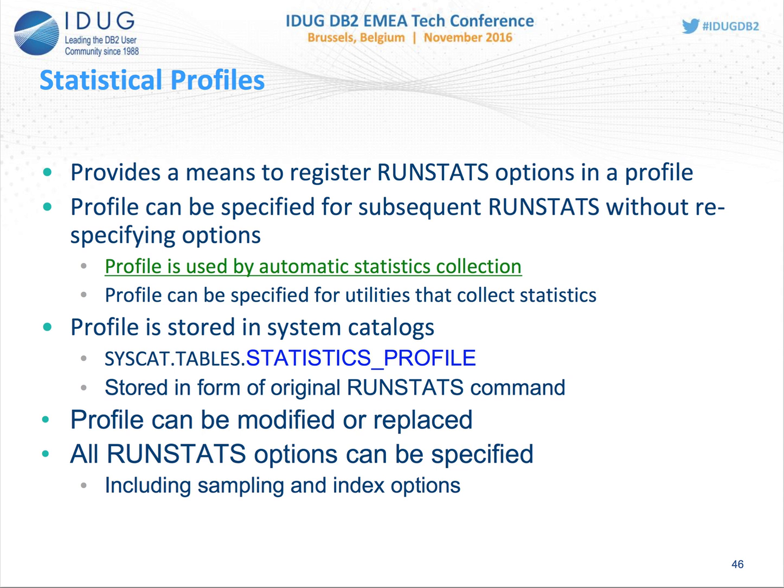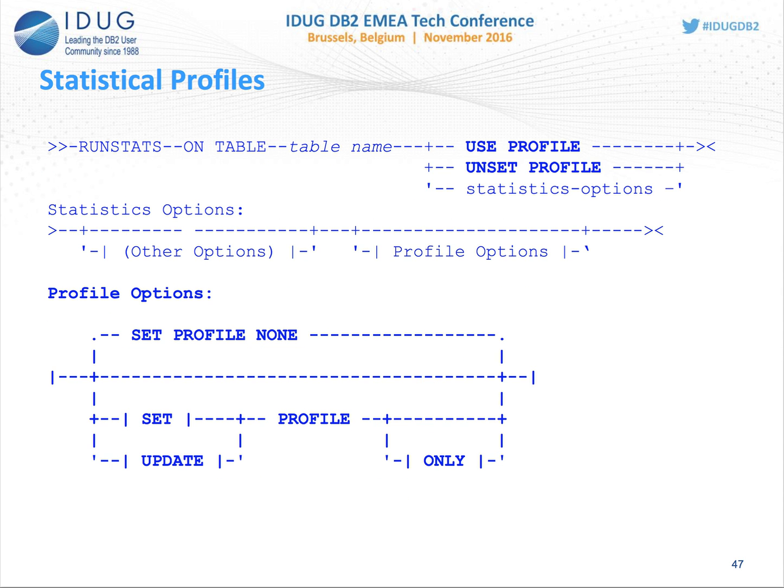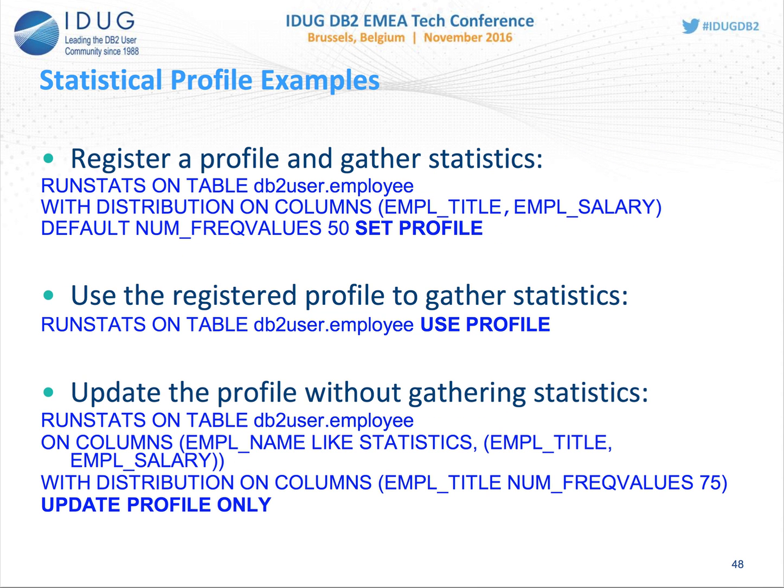The way you do that is there's a set profile and a use profile option. And there's also an unset profile option if you just want to get rid of it altogether. So, rather than looking at the syntax diagram, let's look at a couple of examples quickly. The first run stats you see on this page is collecting distribution stats on certain columns, changing the number of frequent values. And the part in dark blue says set profile. That's what registers it in the catalogs.